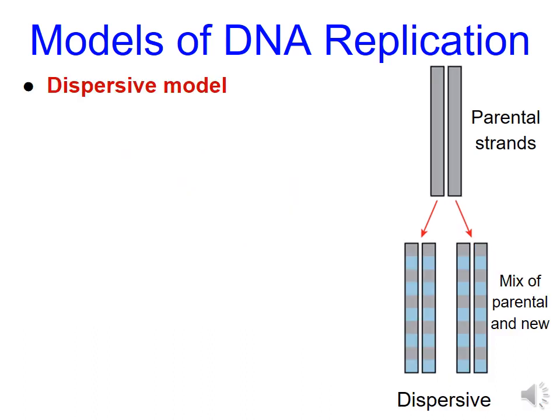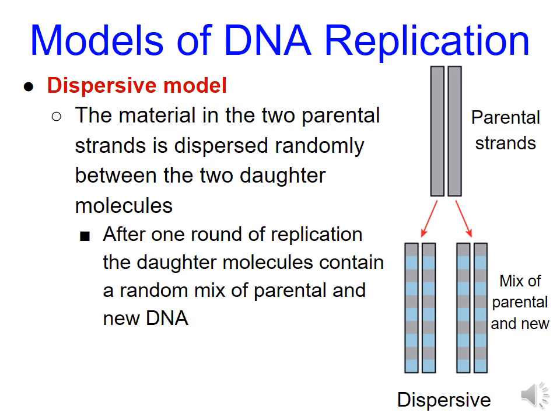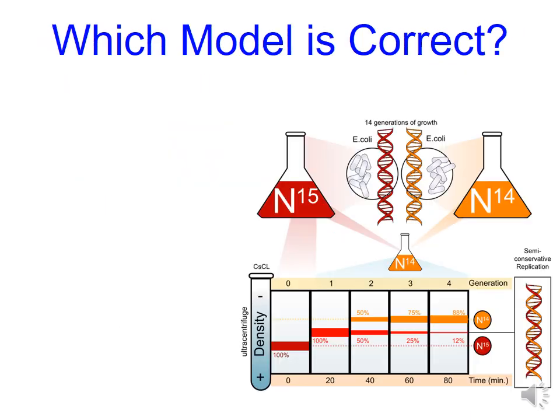And then our third one is the dispersive model, where we have a little mix and match. The material of the two parental strands is dispersed randomly between the two daughter molecules. So we end up with layers upon layers, where some is from parental and some is from the new. After one round of replication, the daughter molecules have a random mix of the parental and the new DNA.